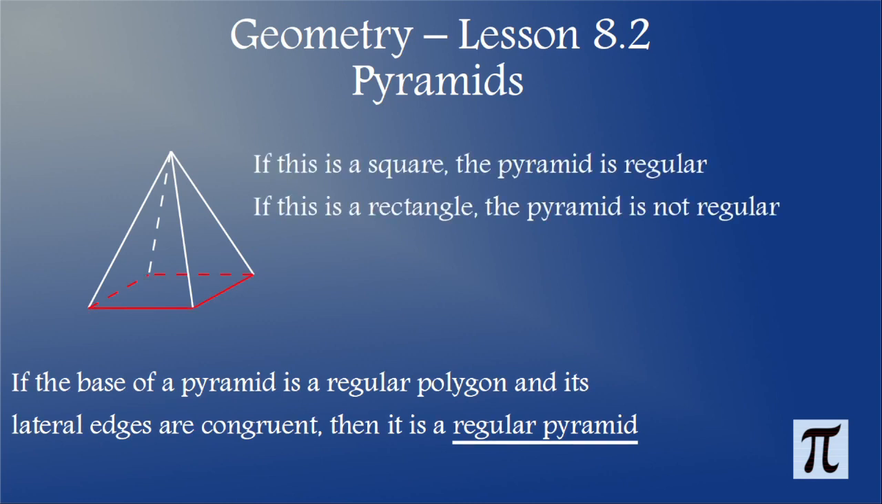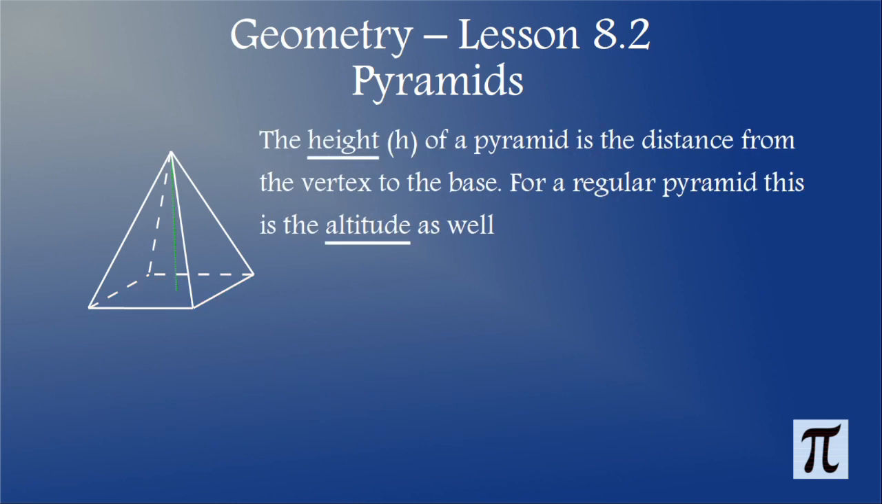So for example, if this is a square, the pyramid is a regular pyramid. If this shape down here is a rectangle, then the pyramid is not regular. The height, lowercase h, of a pyramid is the distance from the vertex to the base. For a regular pyramid, this is also the altitude.